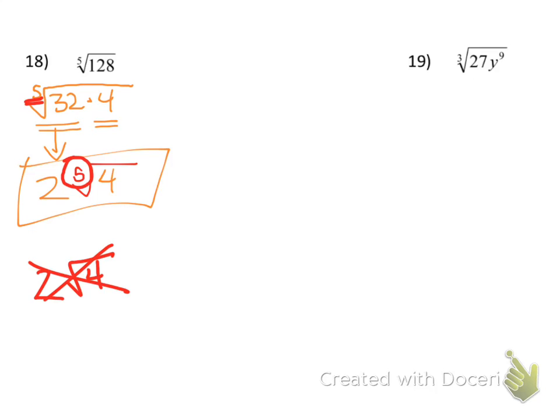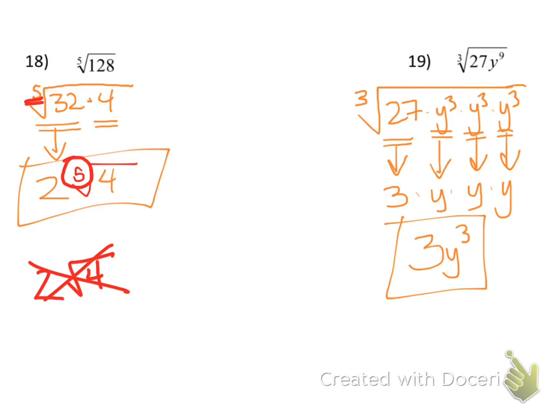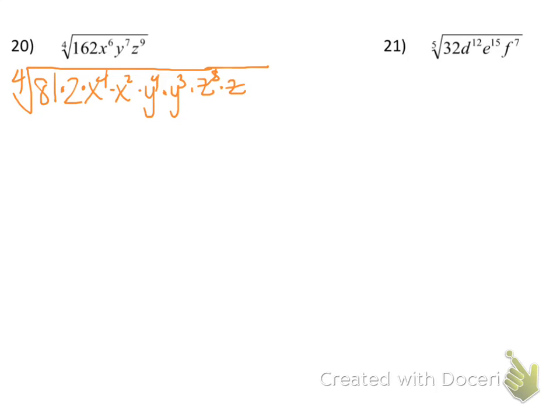decimal approximation. And in the next example, I could break up my y to the 9th as y to the 3rd times y to the 3rd times y to the 3rd, and my final answer would be 3 times y to the 3rd. When I'm dealing with the exponents on these variables, I could break them apart into what would be perfects and then the part that would be left over.